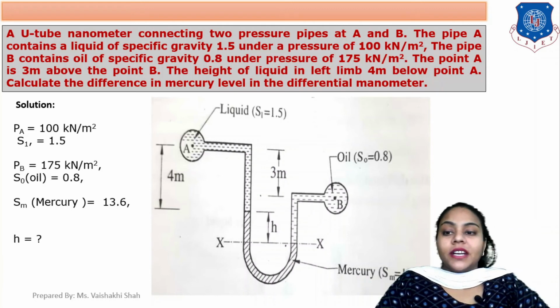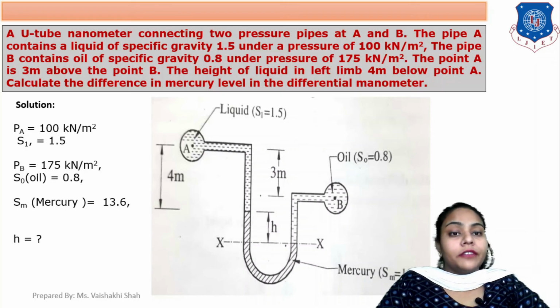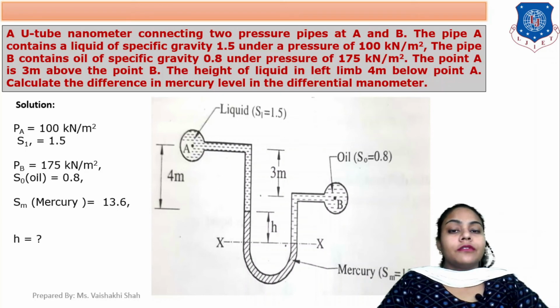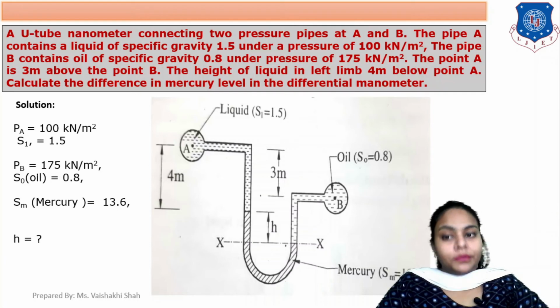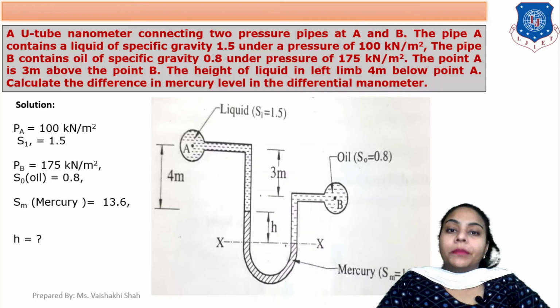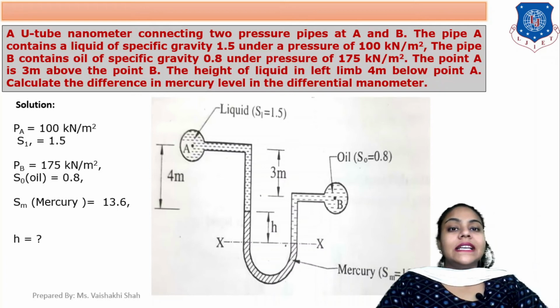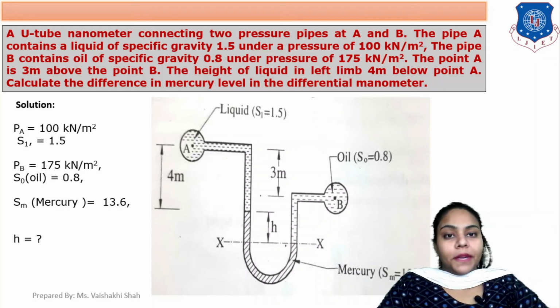Now pressure at point A is 100 kilonewton per meter square. So specific gravity of liquid is 1.5. So what is the density? 1500 kg per meter cube. Now pressure at point B is 175 kilonewton per meter square. And the specific gravity of that liquid is 0.8. So density is 800 kg per meter cube.